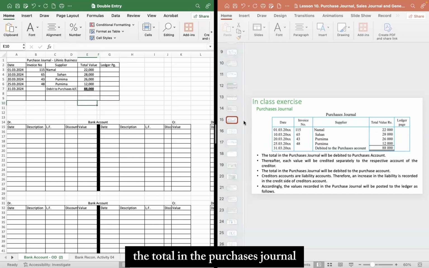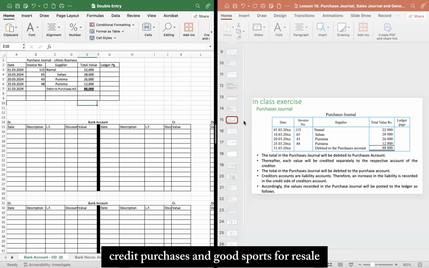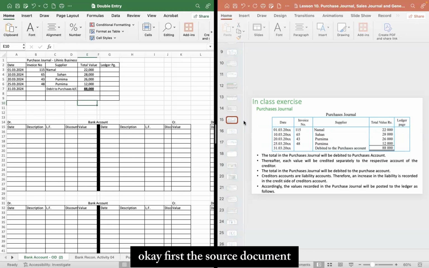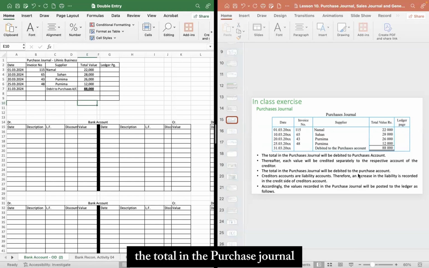The total in the purchases journal. Firstly, in a real-life scenario we have the source documents. From those source documents, we extracted credit purchases and goods bought for resale. Those transactions we filtered out and recorded in our purchases journal. First the source document, then the purchases journal, and next we have to post them into the respective ledger accounts. The total in the purchases journal will be debited to the purchases account.